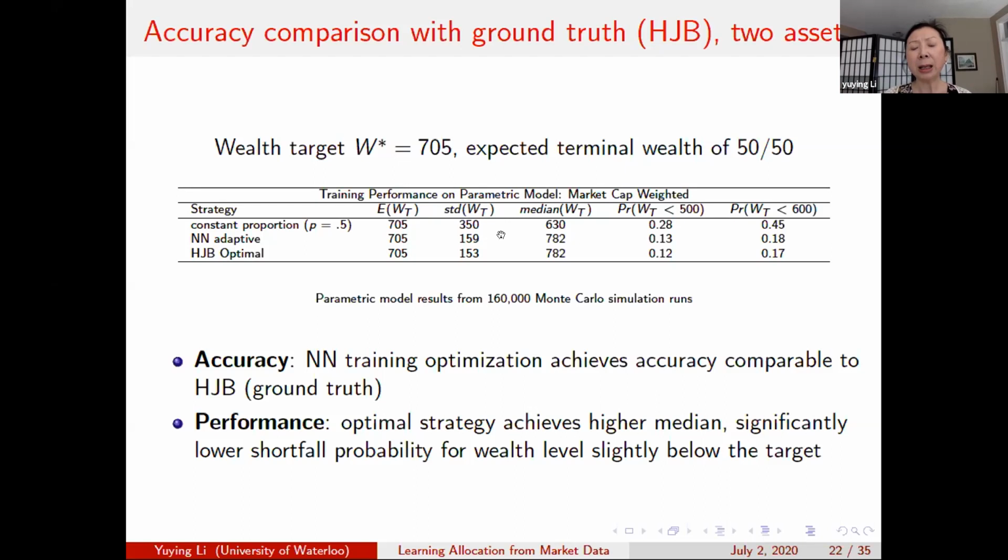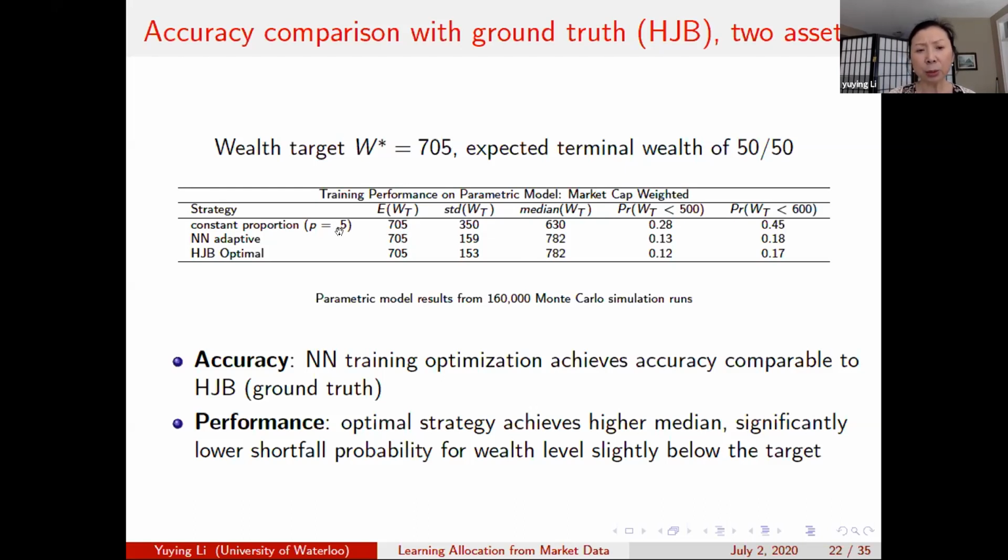So this table is a comparison to show that with our very simple neural network, we are able to get a very accurate solution when we compare to the true solution, the ground truth. The neural network learned the strategy from 10,000 scenarios. The performance statistics here are collected using 160,000 Monte Carlo simulations of the same parametric model. You can think of it as my test set. This is a two-asset allocation problem. We use the cap-weighted index.